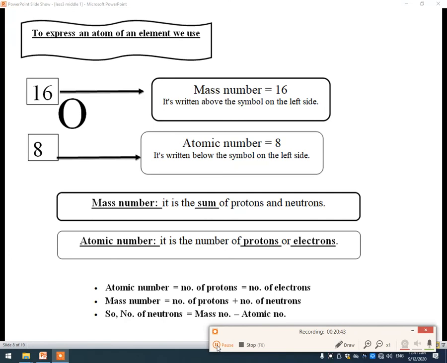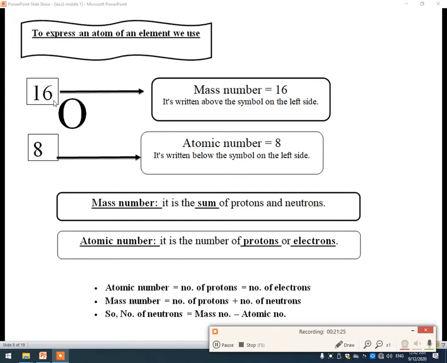Now let's talk about how to express an atom of an element, how to write the atom of the element. In Junior 6, we only wrote the symbol, oxygen O. Now we need to express the whole atom. If you look at the picture here, we have the atom of oxygen and its symbol will be O. And here you must see two numbers: one number at the top left of oxygen, and one number at the bottom left. What are these numbers?